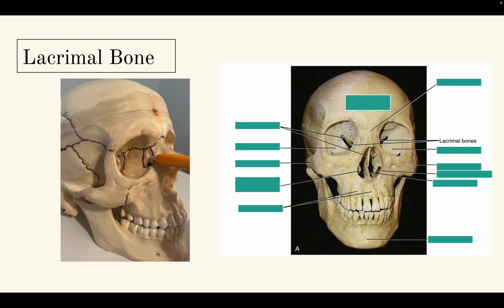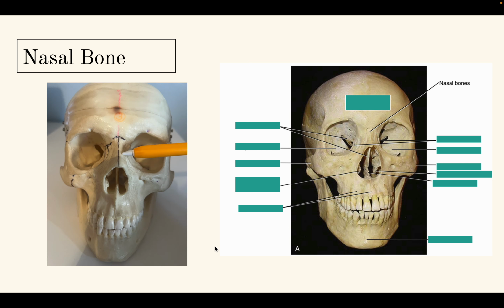The first one up is going to be the lacrimal bone. The lacrimal bone is a paired facial bone forming the medial walls of the orbit, and the orbit is the eye cavity containing the eyeball. So to the right is a picture from the anatomy textbook, and then to the left is a picture that I took from the skull that I checked out from anatomy class. And this is the lacrimal bone.